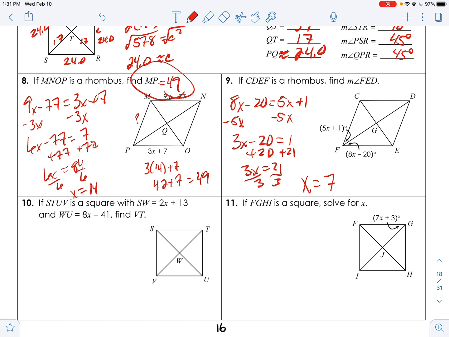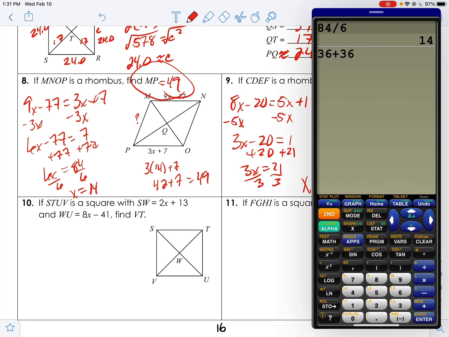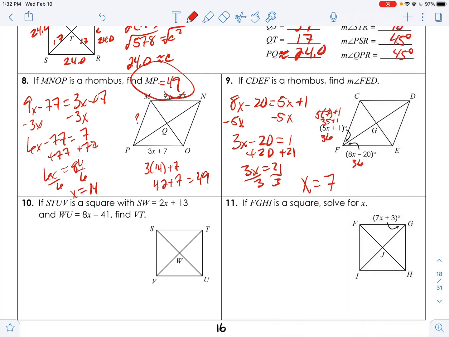I want to know F, E, D. Well, what I need is angle CFE, the whole thing. So if I have the whole thing, I can do consecutive angles or supplementary. So let's plug this in. 5 times 7 plus 1 is 35 plus 1, which is 36, which means this is 36. And 36 plus 36 is 72. And 180 minus, that's supposed to be a 7, is 108.